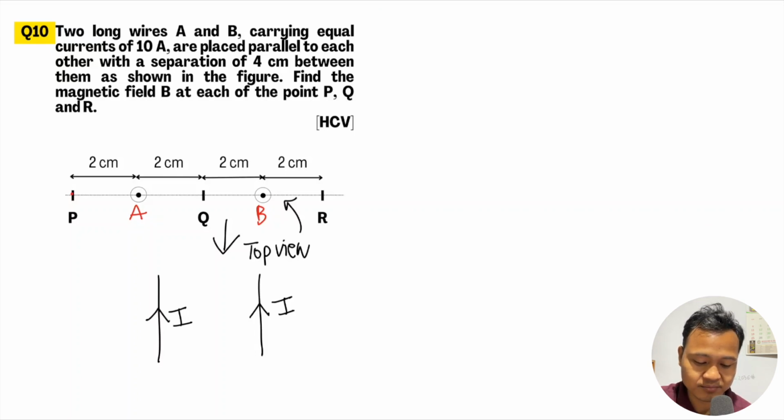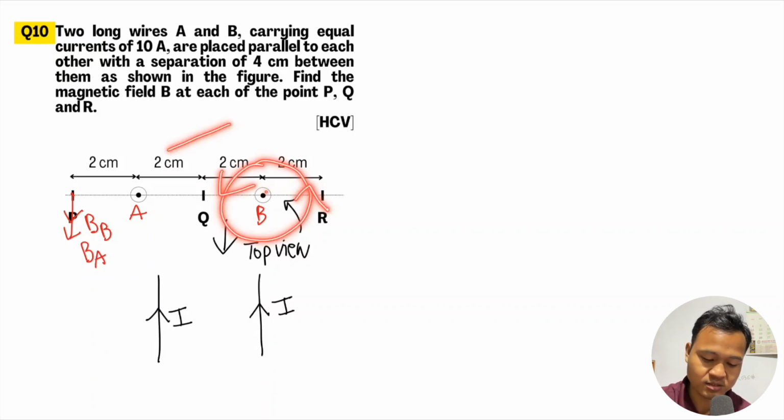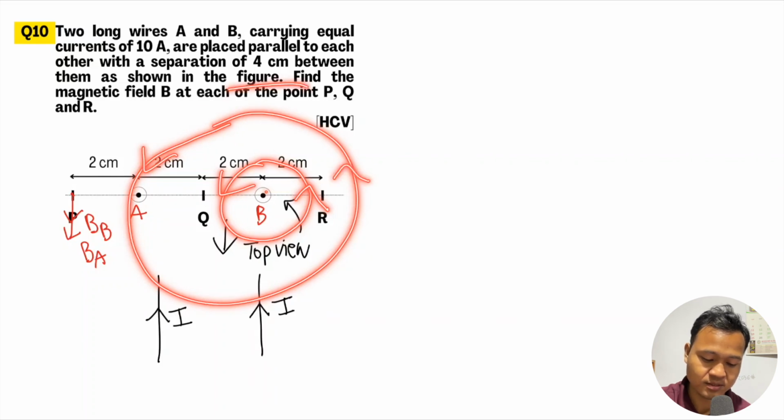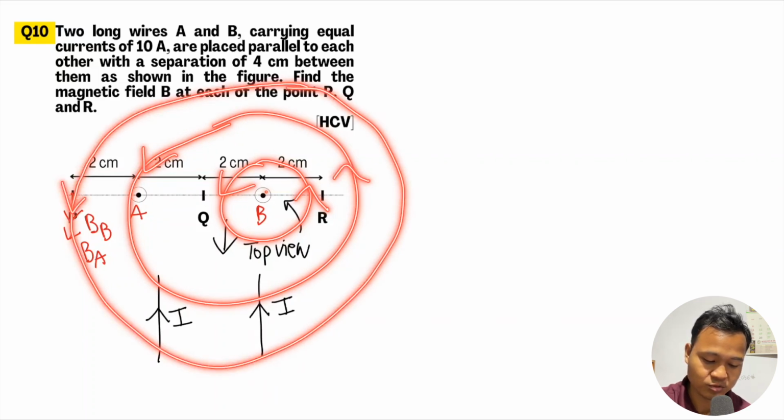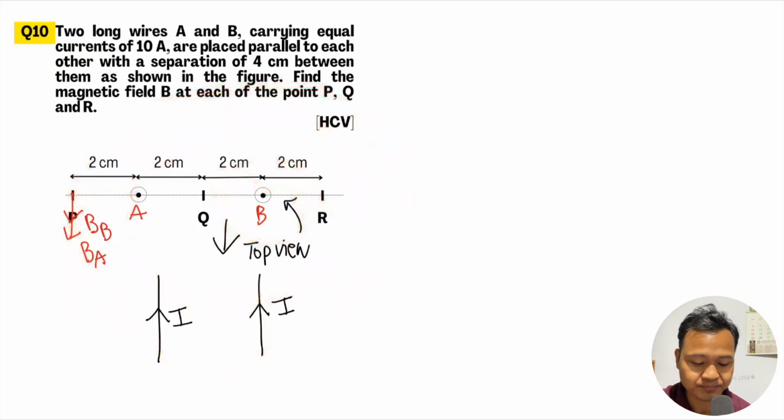Direction of the current in A is outward, so the direction will be like this. That means at P the field will be towards this side. So the magnetic field due to A will be along this side, and similarly the magnetic field due to B will also be along this side, as the current in B is also outward. So it will be something like this, along the tangent.